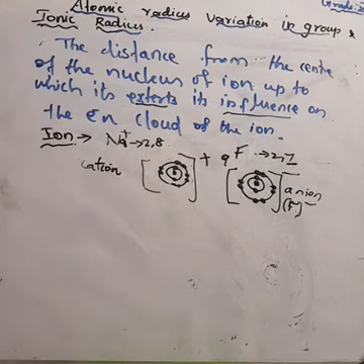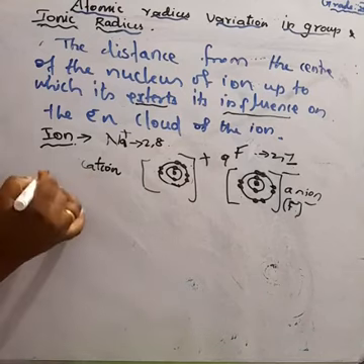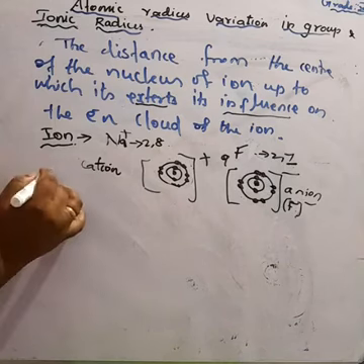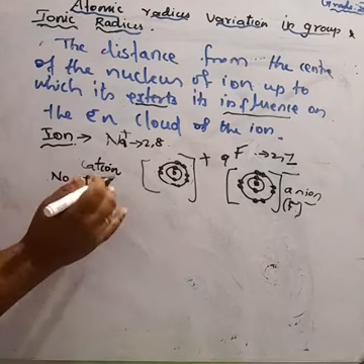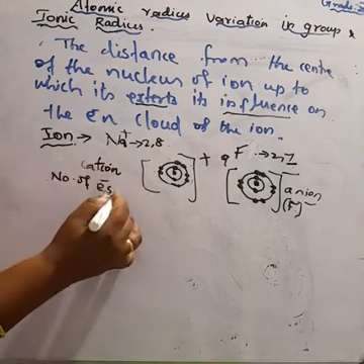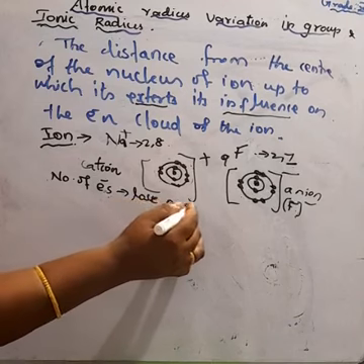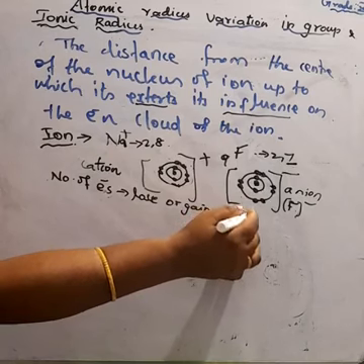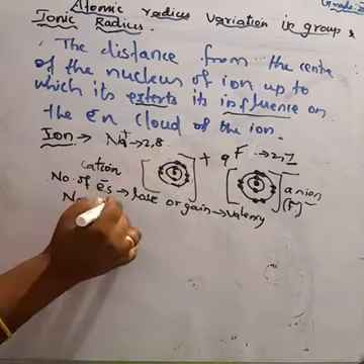Okay, ionic radius of univalent crystals. Univalent means only one valent. What do you mean by valency? Valency means how many electrons an atom can lose or gain. That is the valency. For the sodium atom, how much valency? Only one valency, because it can lose only 1 electron. So the valency of the sodium atom is 1.